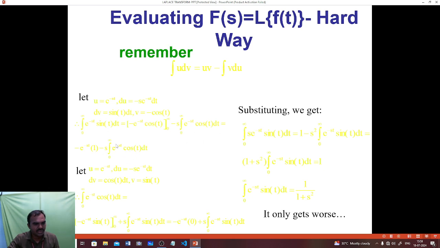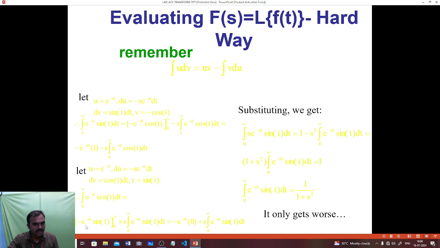Again we take the integration of this function. We take u equal to e power minus st, and du is minus s e power minus st dt. To find v, we integrate dv, which is cos t dt, so v is the integration of cos t, which is sin t. So the integral from 0 to infinity of e power minus st cos t dt equals what? Let's find the final answer.